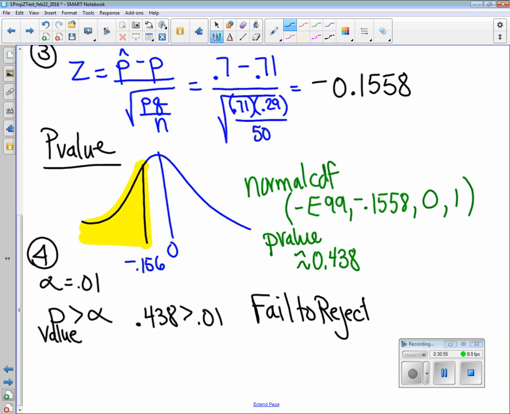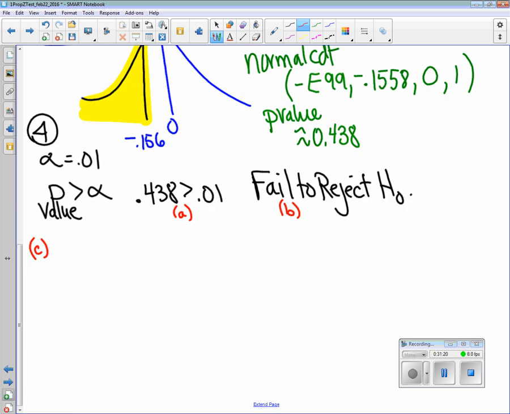Our p-value was not small enough. We would need something like 0.004. We need a very small p-value in order to reject the null hypothesis. So we have part A, part B, and part C. What do you think you're going to have to write for part C? A sentence conclusion, in context. So we've compared our p to our alpha. We're failing to reject our null. Our conclusion is we do not have evidence.